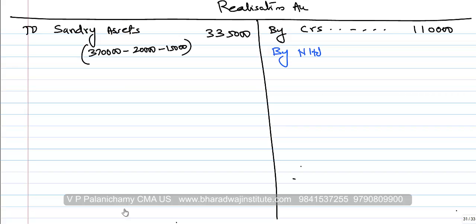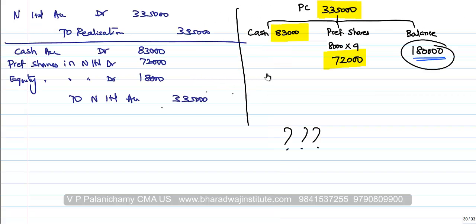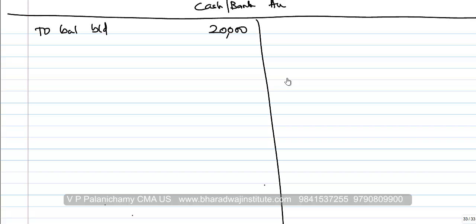This is for the purchase consideration due. How much? 3,35,000. Now, how do we receive this? 83,000 in cash. That will go to which account? Cash account. Cash account debit to Unlimited. The purchase consideration received, how much? 83,000.